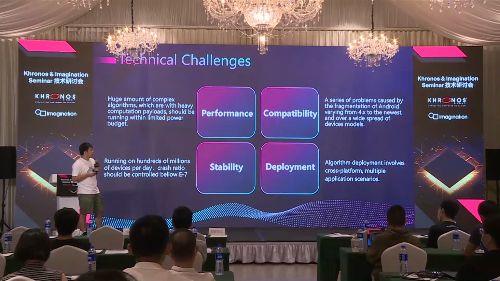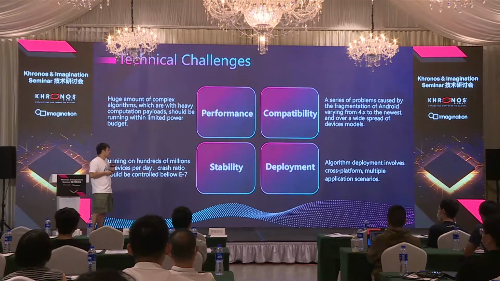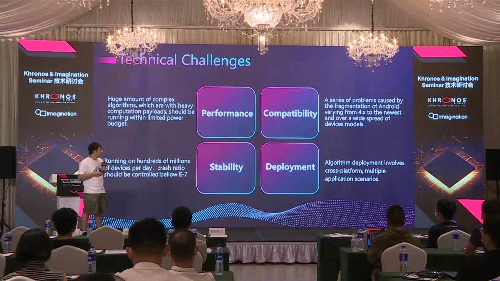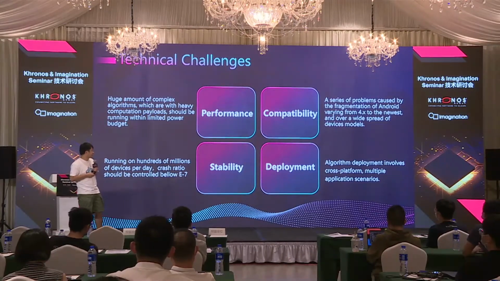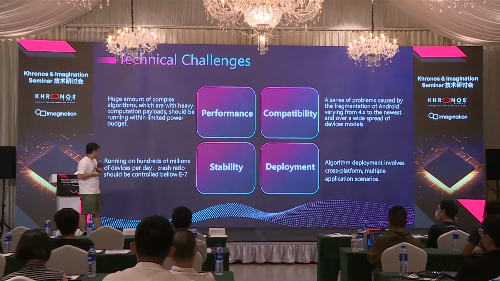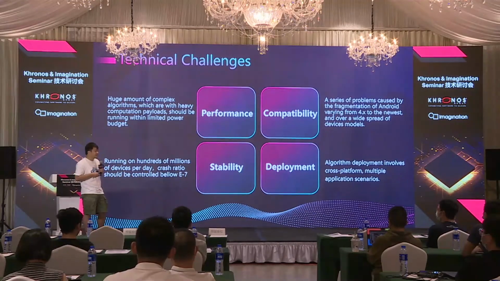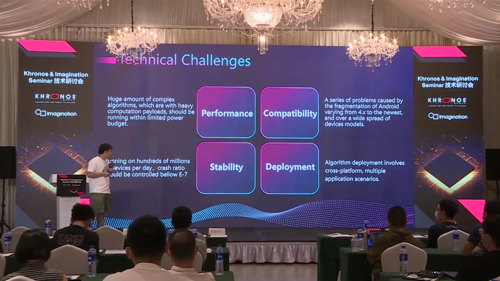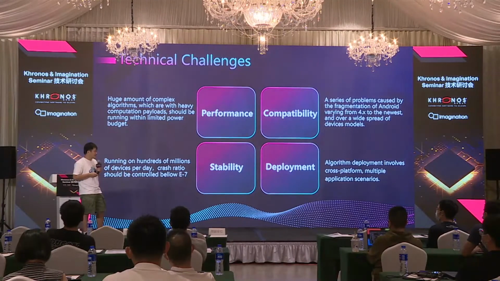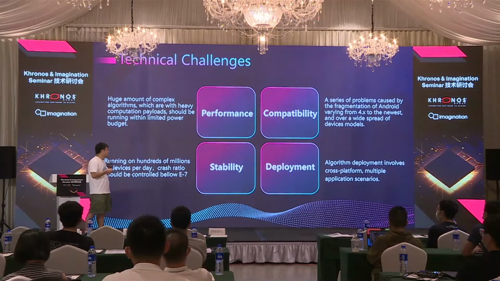And the second thing is compatibility. Now, Douyin is used on thousands of different device types, and the lowest Android we support is version 4.x. That means a huge fragmentation in device versions, which is a big challenge for our compatibility. And the third challenge for us is stability. Douyin has an MAU of over 100 million. More than 100 million devices are running our algorithms, but our crash ratio, according to our KPI, should be controlled below E7.